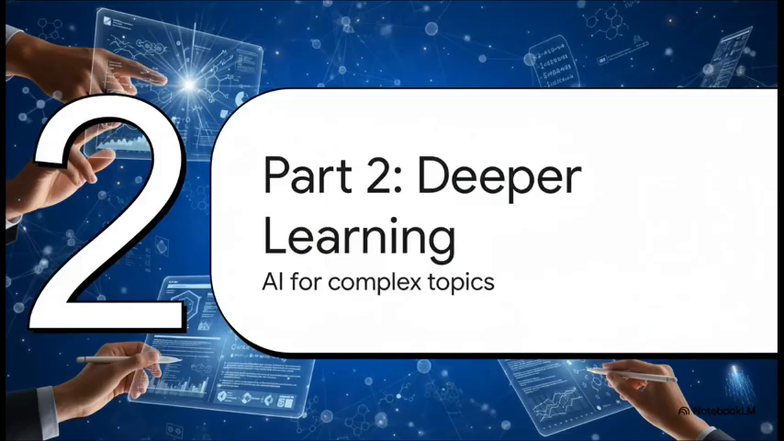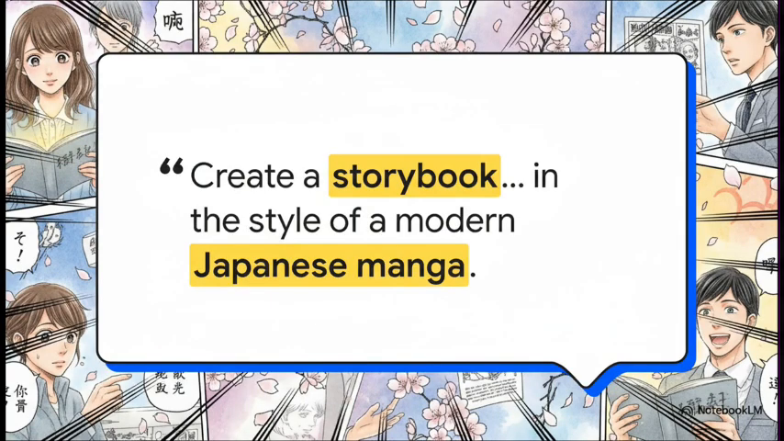Okay, let's level up. Because AI isn't just for making things look pretty, it's an incredible tool for actual deep learning. This next set of plays is all about using NotebookLM to really get your head around dense, complex topics. And this is where prompting gets really fun and creative. Instead of asking for a boring summary, you can ask it to do something wild, like create a storybook about the history of space travel in the style of a Japanese manga. This completely reframes dry facts into an engaging story. For anyone who's a visual learner, this is a total game changer.